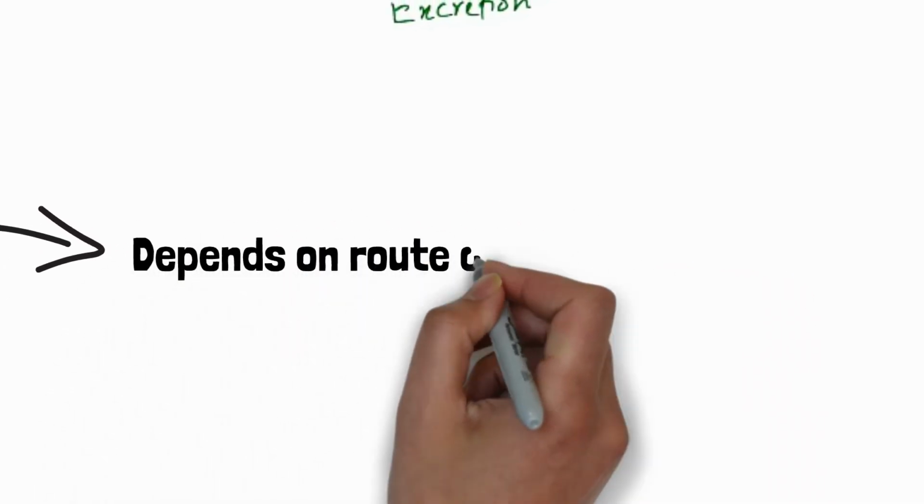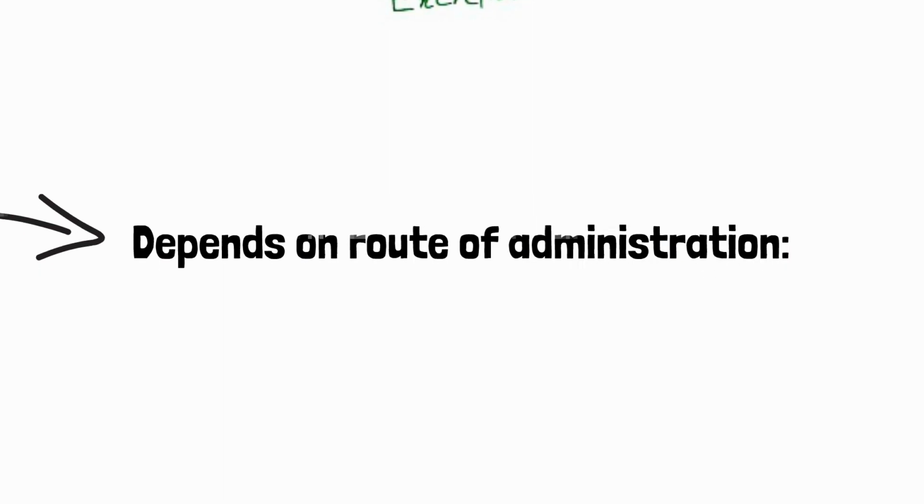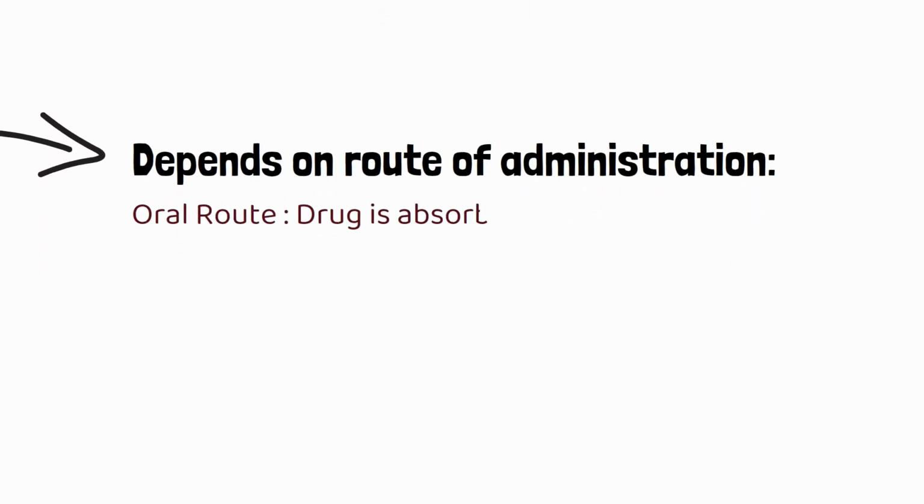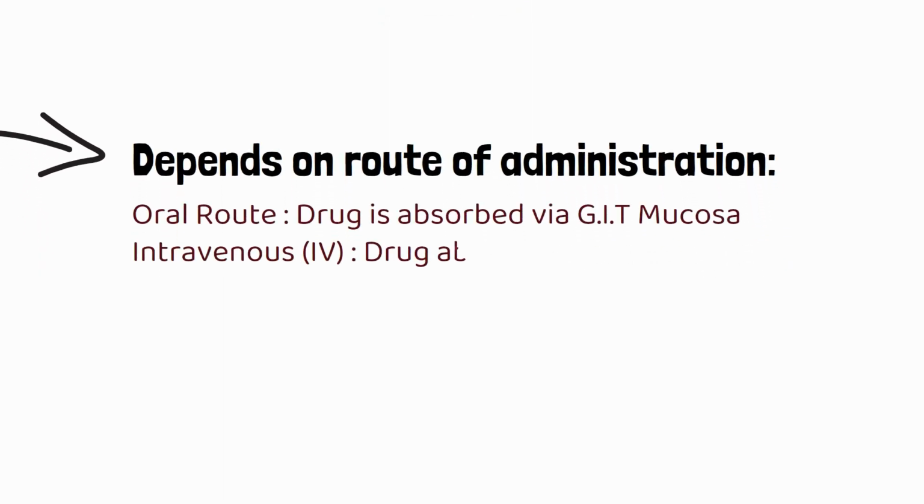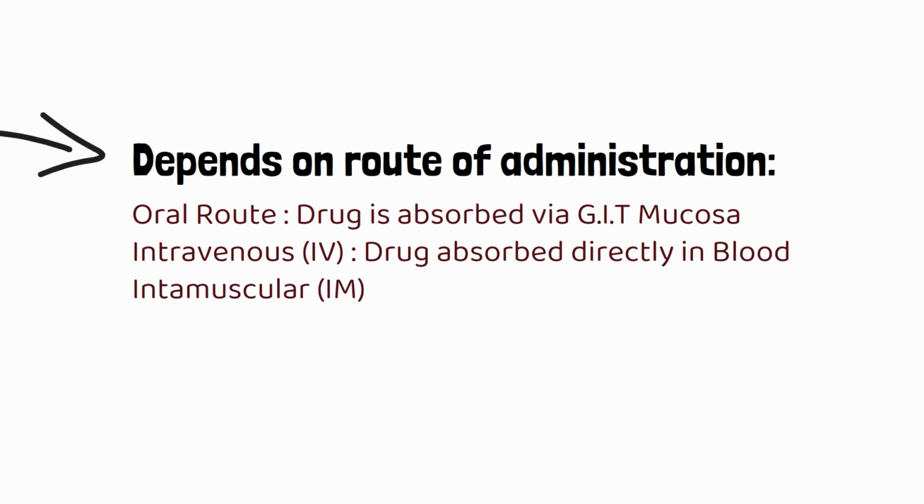So for a better understanding, let's look at the absorption phase. Absorption of the drug depends upon the route of administration. For example, if we have administered the drug through the oral route, the drug is going to be absorbed via the gastrointestinal mucosa. If the route is intravenous, the drug is absorbed directly into the blood. If it is intramuscular, it is absorbed via the muscles.